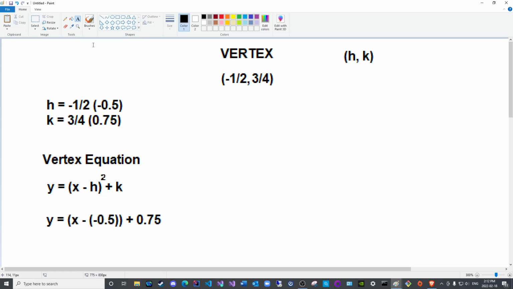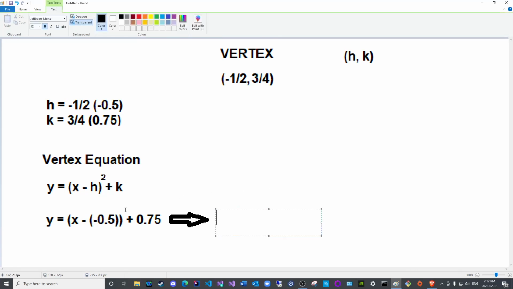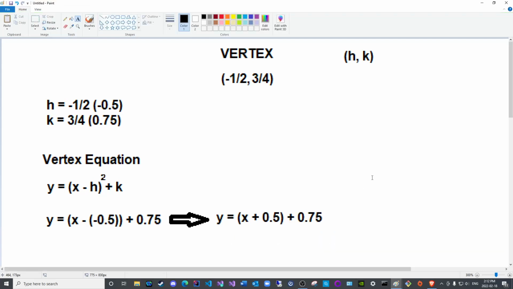So how will this change? It will change into this. Negative times negative is positive. So this is how it will be written. And I forgot to add the 2 here. y is equal to (x plus 0.5) squared plus 0.75. This will be the vertex format.